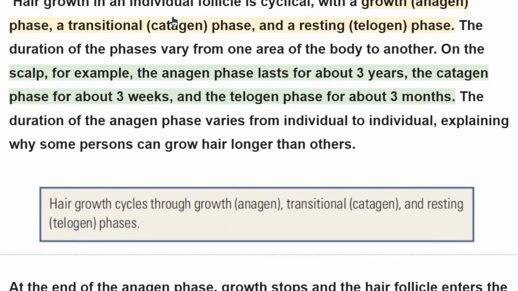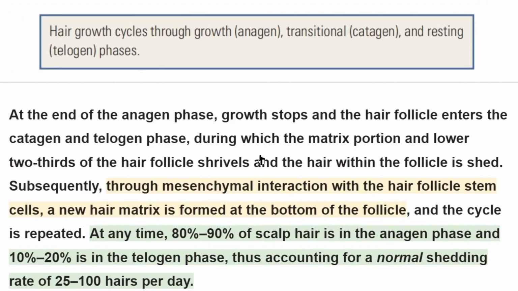Hair growth in an individual follicle is cyclical, with a growth or anagen phase, a transitional catagen phase, and a resting or telogen phase. The duration of the phases varies from one area of the body to another. On the scalp, for example, the anagen phase lasts for about 3 years, the catagen phase for about 3 weeks, and the telogen phase for about 3 months. The duration of the anagen phase varies from individual to individual, explaining why some persons can grow hair longer than others.